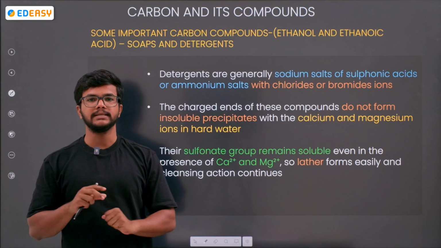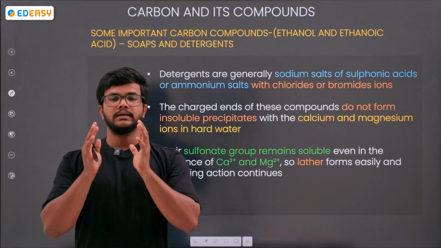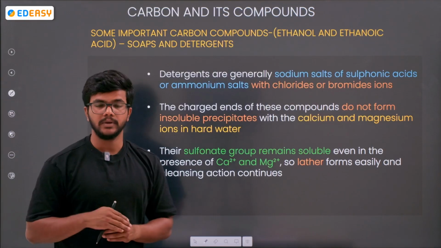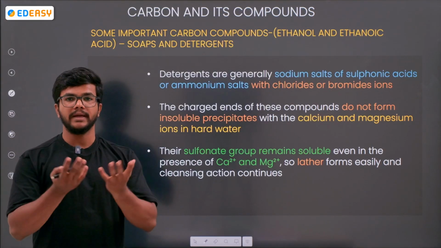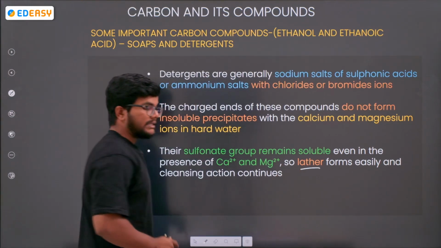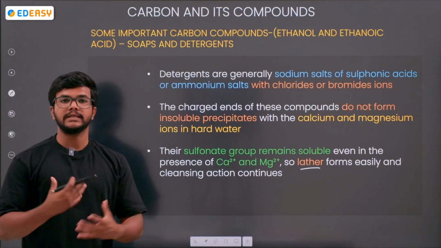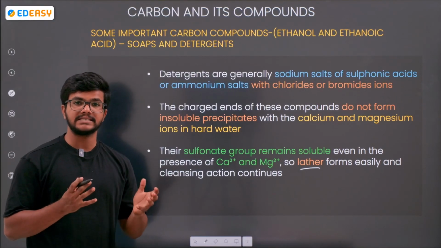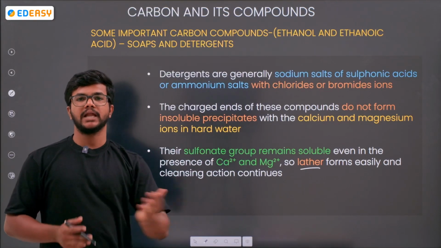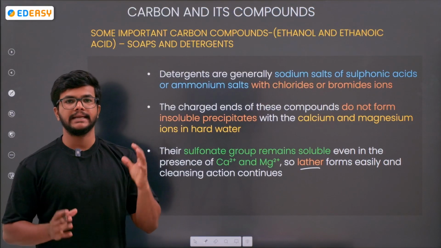The charged end of this detergent does not form insoluble compounds with the heavy metals. They won't react with the heavy metals to precipitate. So they will form a foam, which is the lather. When detergents react with the heavy metals, they form the lather, which is a foam that goes up in the water.